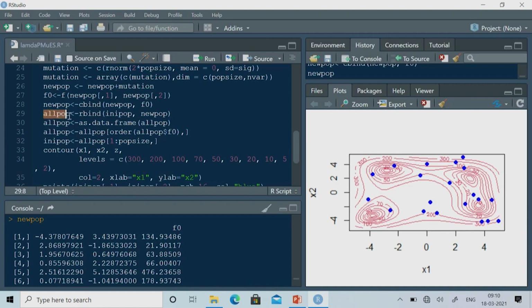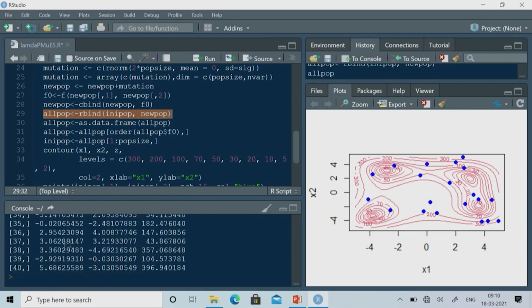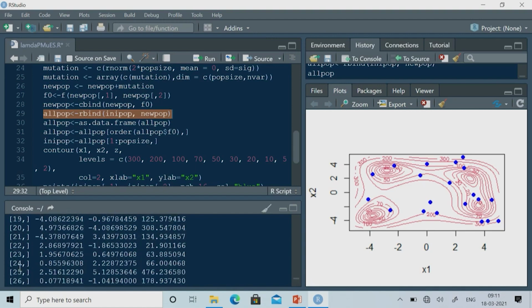I am writing allpop. Here I am using rbind, so rbind initial pop, new pop. In this array the initial 20 solutions will be the initial solutions and the next 20 will be the new population. If I execute this line, I get allpop. You can see allpop means a total of 40 solutions. The first 20 are the initial solutions, and from 21 to 40 is the new population.